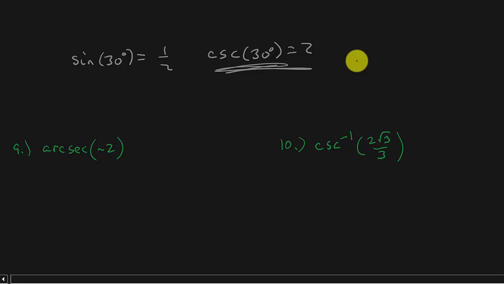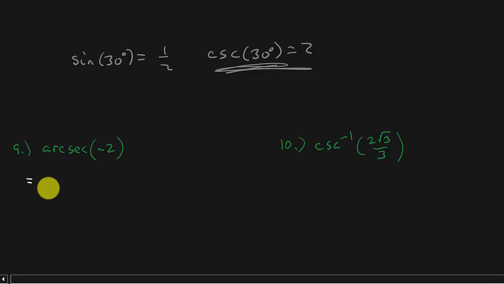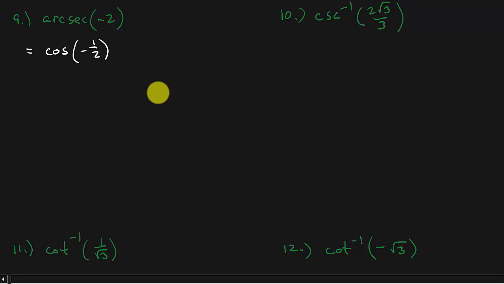But here we've got arcsecant of negative 2. Well, remember, secant and cosine are reciprocals of each other. So that's going to equal arccosine of negative 1/2, because we take the reciprocal of negative 2. You see that?